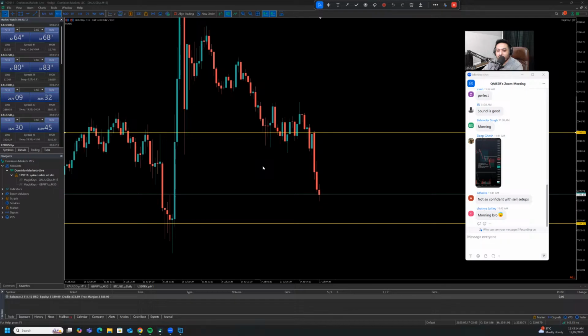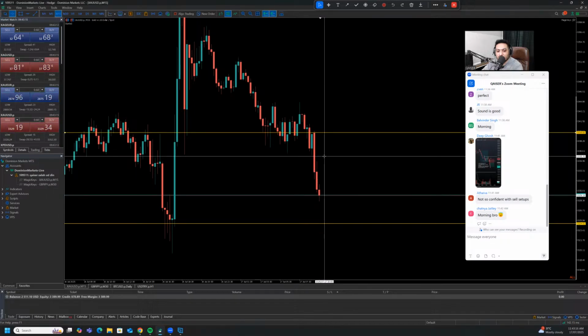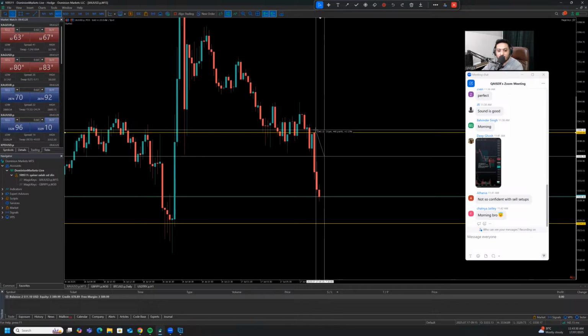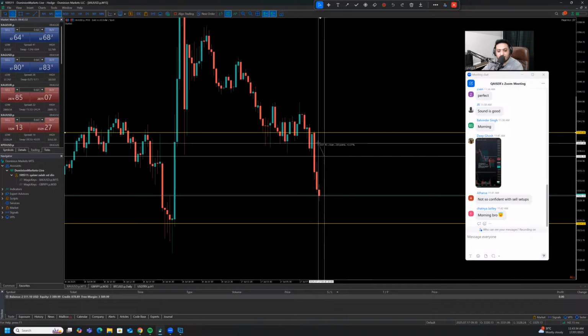Not so confident with the sell setup? Why are you not confident with the sell setup? Are you getting a bigger stop loss? If you're getting a bigger stop loss, you can lower the lot size. If the setup is in a very awesome condition and you want to execute, but you're getting a bigger stop loss, you can lower the lot size. This is one thing you can do, or you can place your stop loss a little above the middle of the previous candle high.